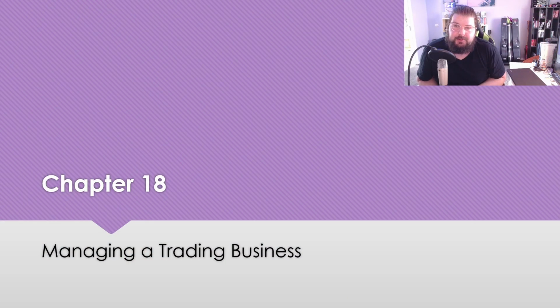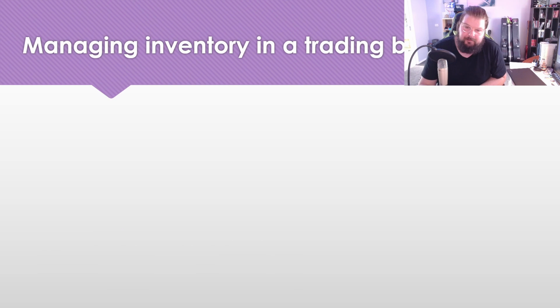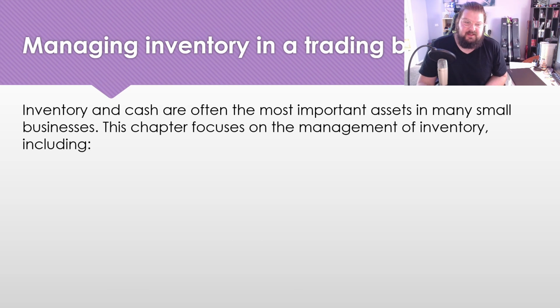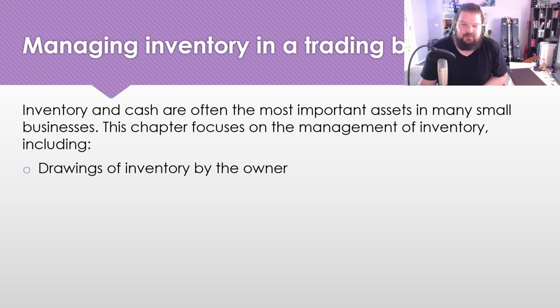So in the past, we talked about wages being one of the biggest expenses that a business can have and why it's so important to manage our staff effectively and efficiently. But today we're going to be looking at our inventory because for a trading business, one of the biggest assets that we can have is that of our inventory. So we need to make sure that we're managing it really well. And in cases like this, we will be focusing on things like the drawings of our inventory.